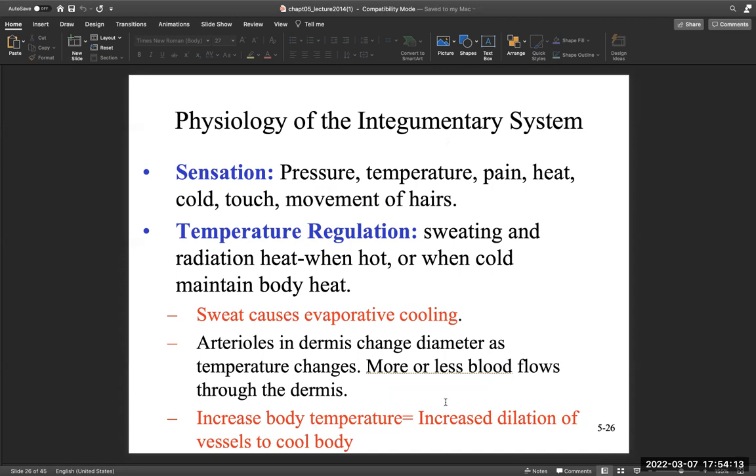Temperature regulation. This is a big one. If you understand this one, you're in pretty good shape. In terms of temperature regulation, it allows us to sweat and radiate heat away from our body when it's hot outside. And when it's cold, it allows us to close everything down and retain body heat so that we can keep the core of our body nice and warm. Now, there is a drawback to that though, and we'll talk about it in a second.